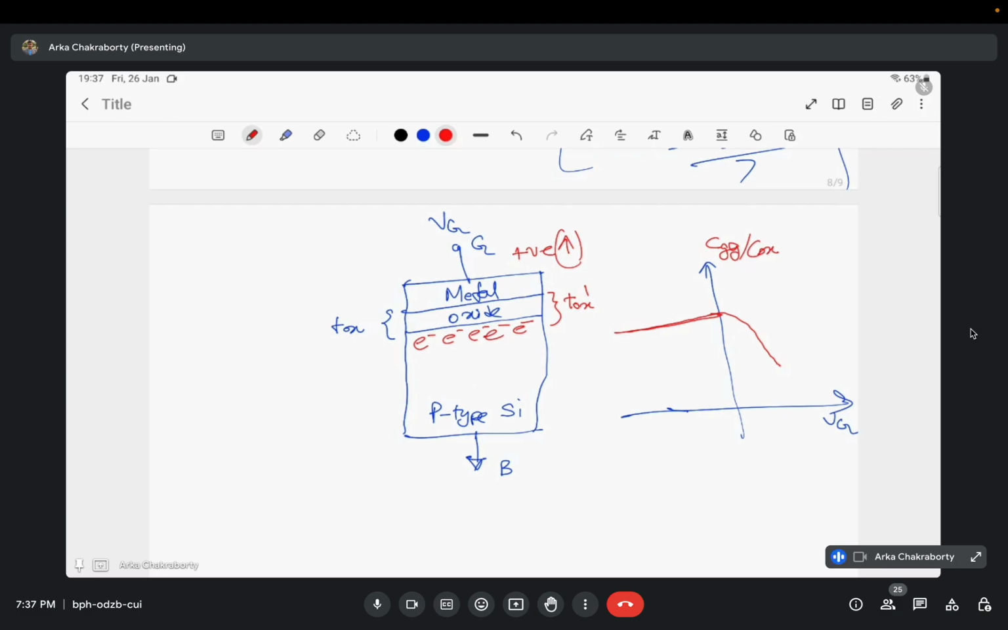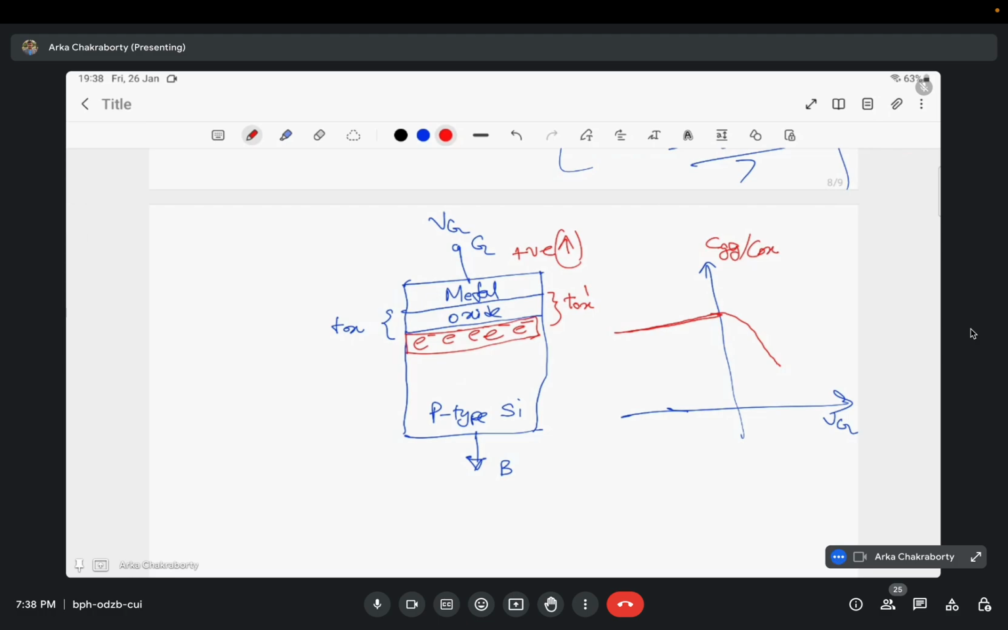So in an NMOS transistor, the body is p-type. NMOS is basically where the channel that is formed, this is called a channel, is n-type, made of electrons. So the body would be p-type. So NMOS body is p-type, for PMOS body is n-type, vice versa.